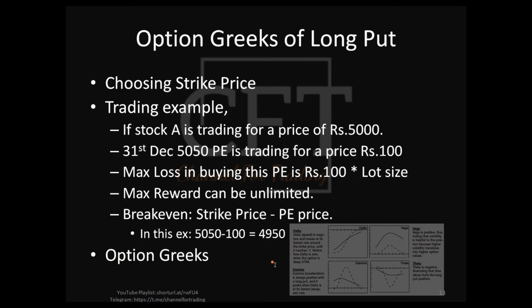Okay, the option Greeks for this long put position are almost mirror imaged. The delta here, you can see, is 0 when the option is deep out of the money. Okay, and the delta in this case is negative, and for a long call it was positive. You can see in the previous slide, and here it is negative. And for Vega, it is the same as a long call. It is positive, illustrating that volatility is helpful for the position because higher volatility translates into higher option values. The same with gamma, the same thing we have seen in the long call.